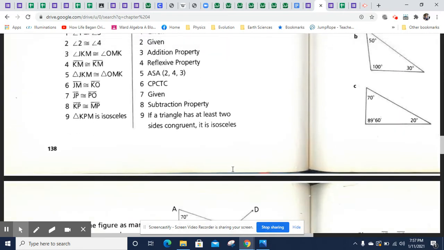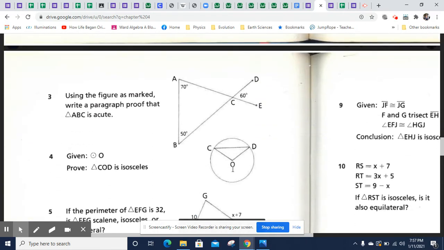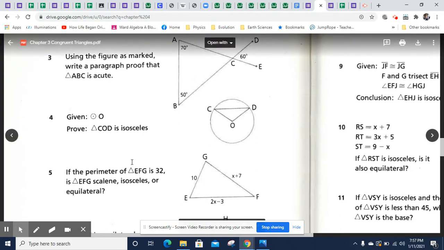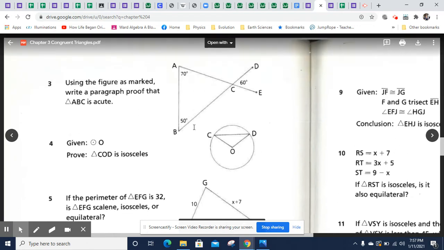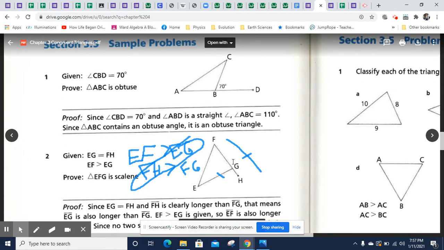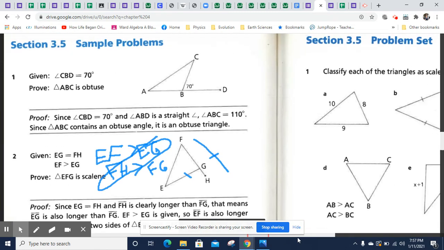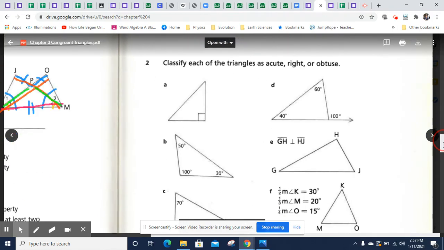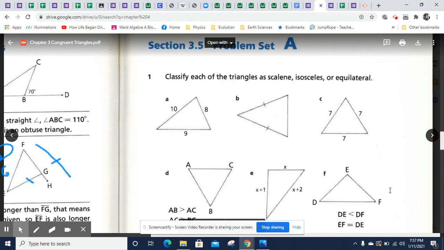All right. Let me go down to the next page and take a look at a couple of the even-numbered proofs and maybe give you a couple hints on some of the odd ones. Okay, so let's just take a look at these odd ones. The odd ones, number one, you really just need to use the information here to determine if it is scalene, isosceles, or equilateral. And just go back and consider the definitions you've got.